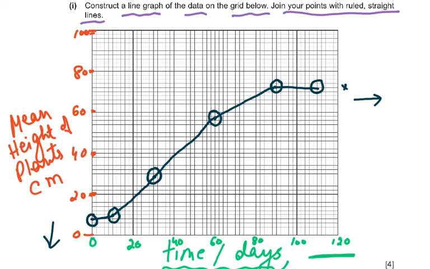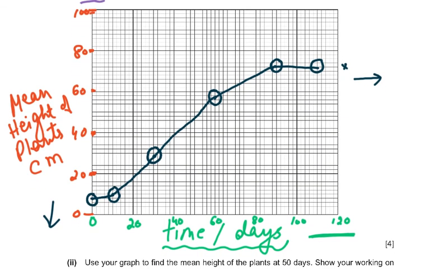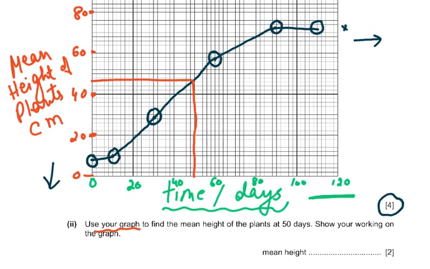So there are 4 marks for a graph, and I feel no student should be losing marks in this graph, because labeling the axis, choosing a scale, then plotting the points, and then joining them is a basic thing that you've done in maths many times, you've done in physics as well. If you just put your mind to it, I'm sure you can all do it. It says here, use your graph, find the mean height of the plants at 50 days.